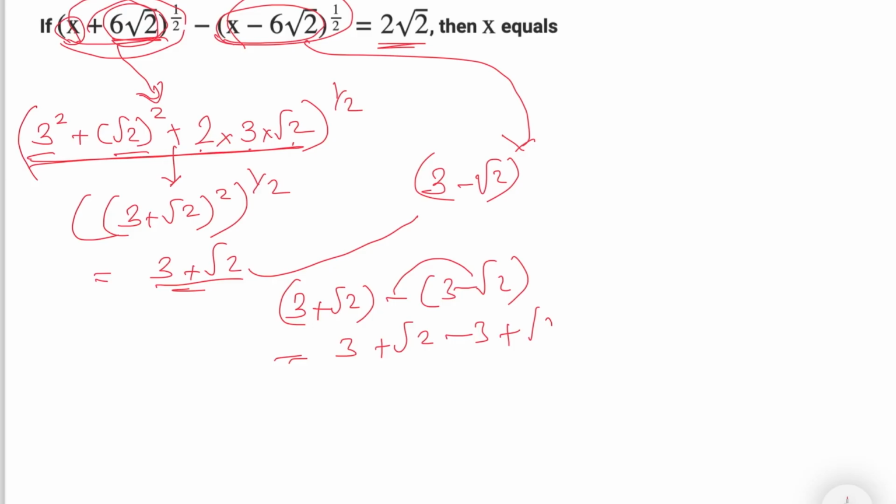Minus of minus makes it plus. Minus 3 and plus 3 gone. The final answer is nothing but 2 root 2, and that matches, right? So what we had assumed is absolutely correct. We had assumed 2ab as 2 into 3 into root 2. So a is 3 and b is root 2.